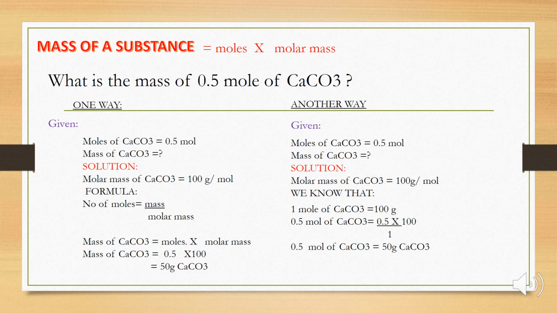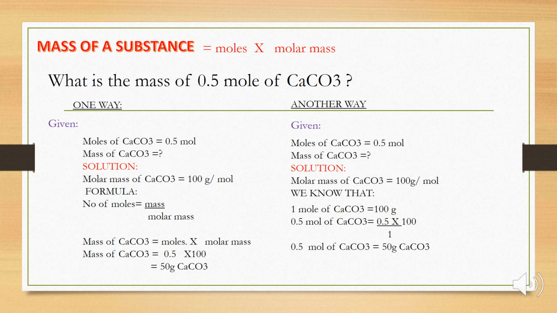We can easily calculate the mass of a substance by using the formula: mass of a substance is equal to moles into molar mass. So the question is, what is the mass of 0.5 moles of calcium carbonate? There are two ways to find the mass of any substance. The first way is, first of all, we write down the given data, that is, the moles of calcium carbonate is 0.5 moles. So we can calculate the mass of calcium carbonate.